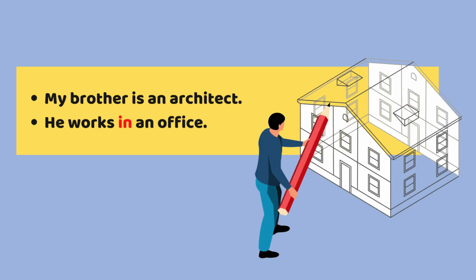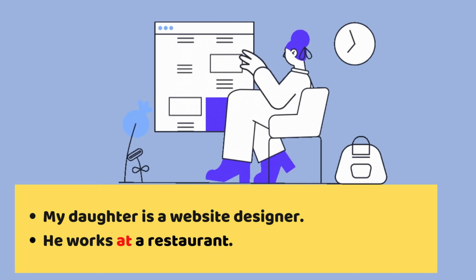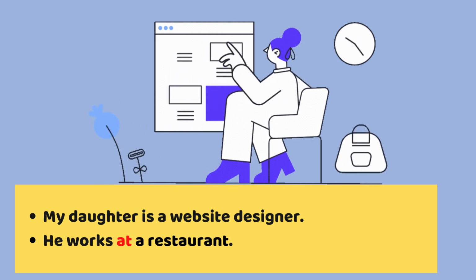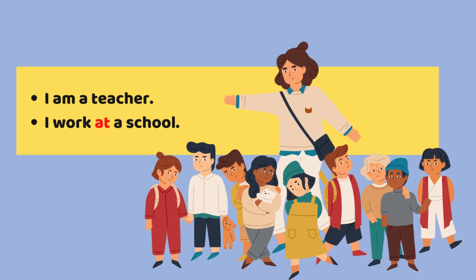My brother is an architect. He works in an office. My daughter is a website designer. He works at a restaurant. I am a teacher. I work at a school.